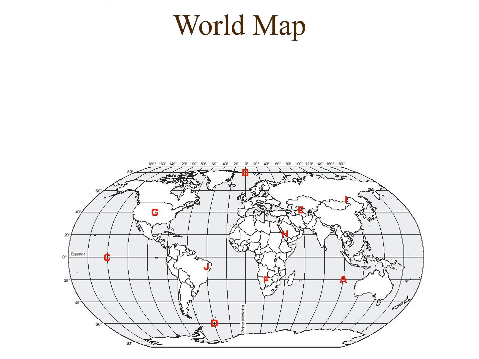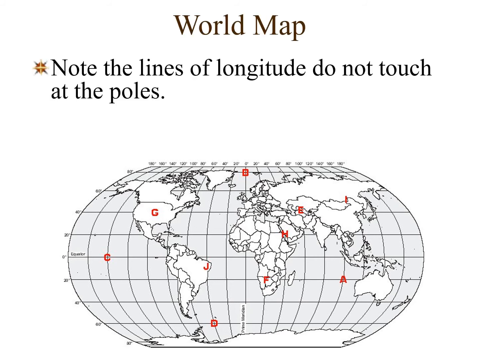So notice the world map. Now, note the lines of longitude do not touch at the poles. Okay, we've exaggerated this map because, well, it's not a sphere. So we have to pull it out. And by doing it like this and not having the lines touch at the north and south poles, perhaps you can see that objects like Greenland are ridiculously huge compared to their actual size.